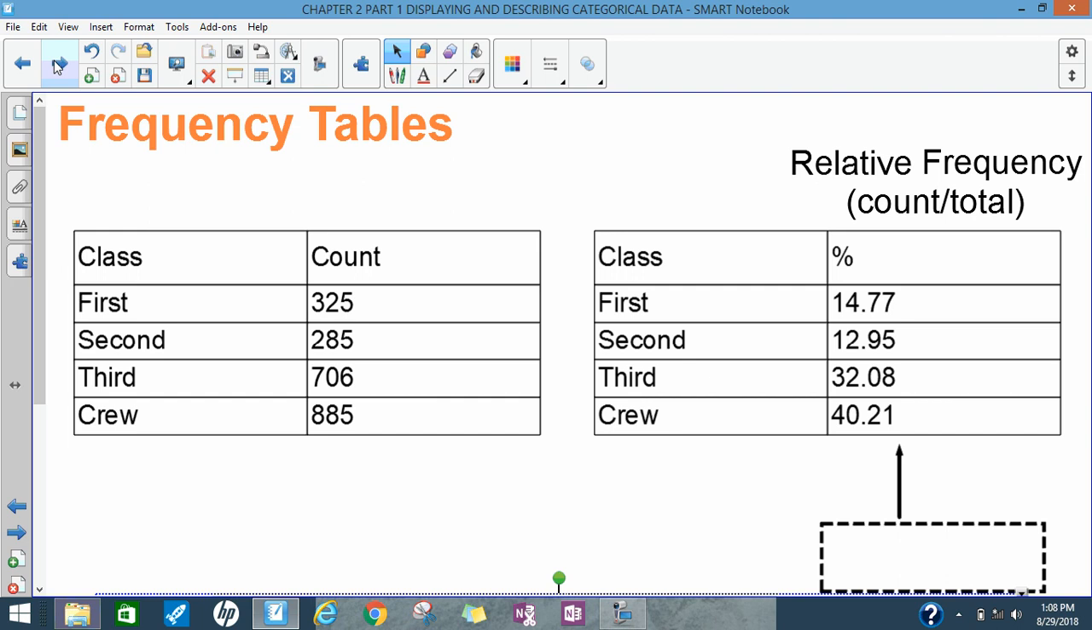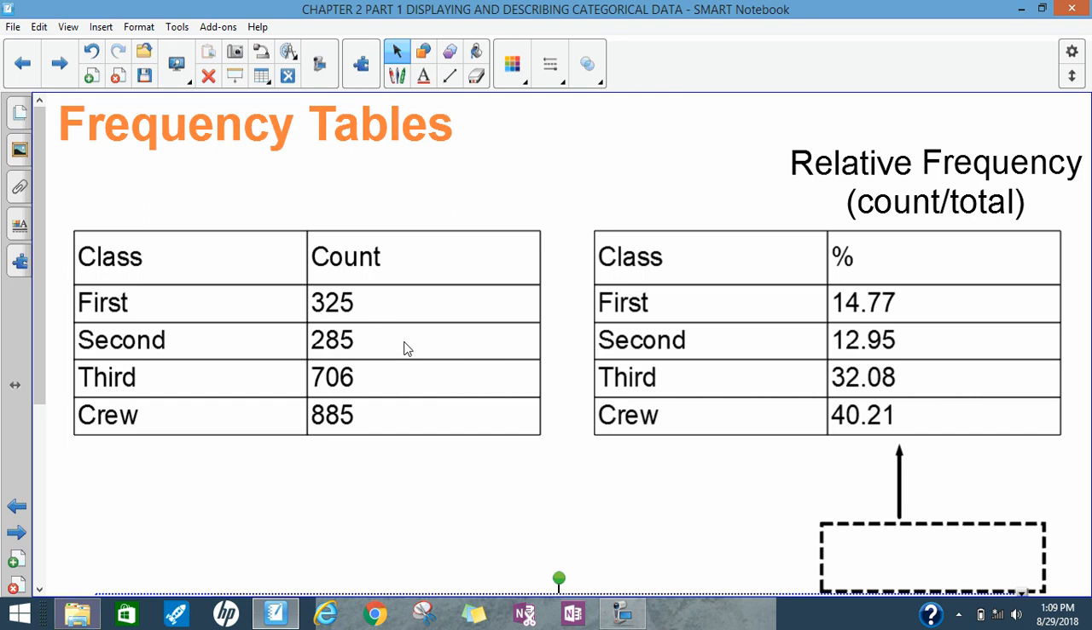So if we really want to dive deeper into one of those characteristics, we can create what's called a frequency table. So here we want to take a closer look at the number of people on the ship and which class they were in. So on the left here, we have a frequency table. We just have the categories, or in this case, the classes, first, second, third, and the crew. And then we just have a count of how many people belonged in that category. So there's 325 first class, 885 crew members.